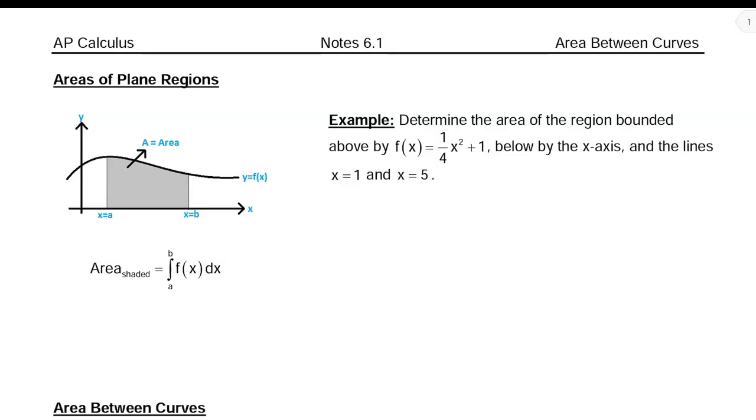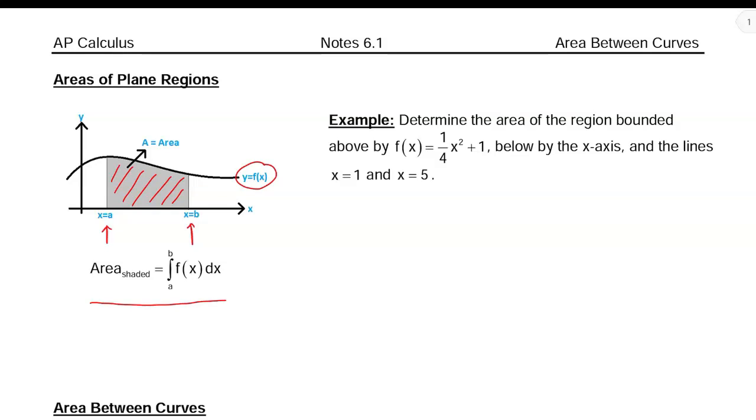Notes 6.1 are about the area between curves. We have a diagram here of a curve y equals f of x, and we have a region from x equals a to x equals b, and we've shaded that region here for you. The area of that shaded region is the integral from a to b of the function that is the upper boundary. So the lower boundary is the x-axis, and it's bound above by y equals f of x.